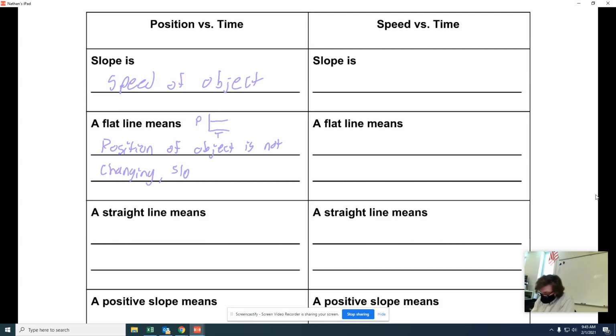So the slope is 0, which means that the speed is also 0. If we have a perfectly flat position versus time graph, that means that our object is not moving. The position isn't changing, so the speed must be 0.